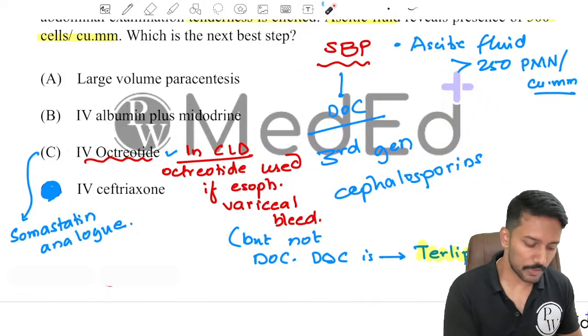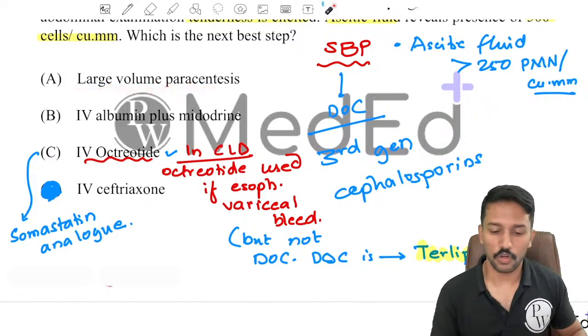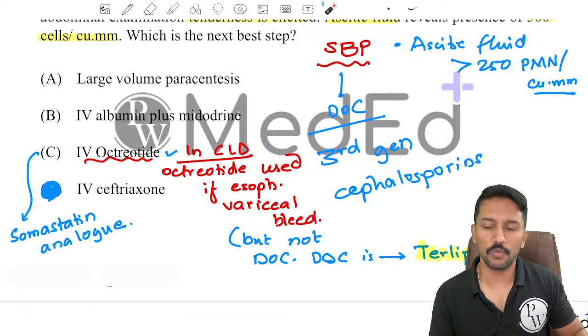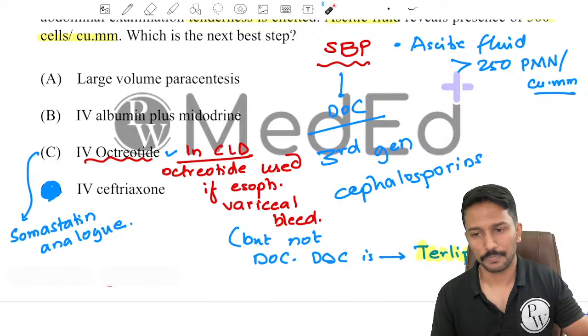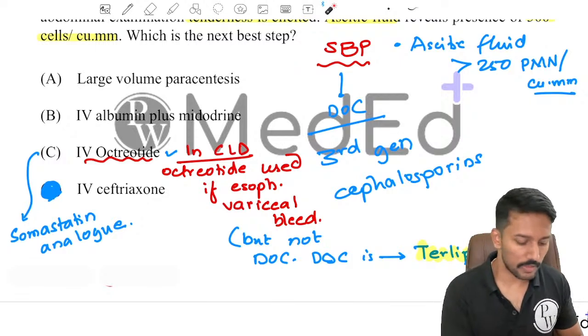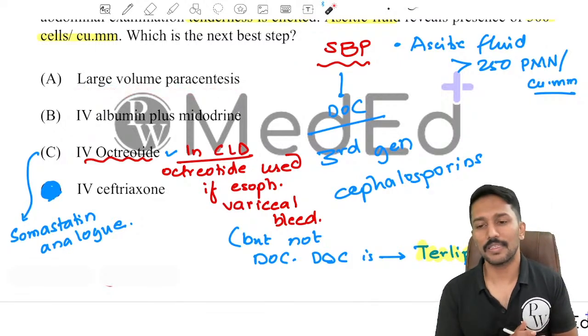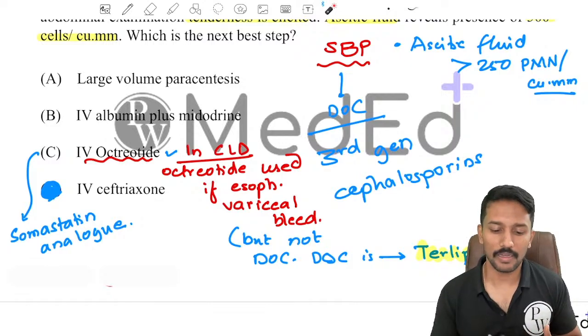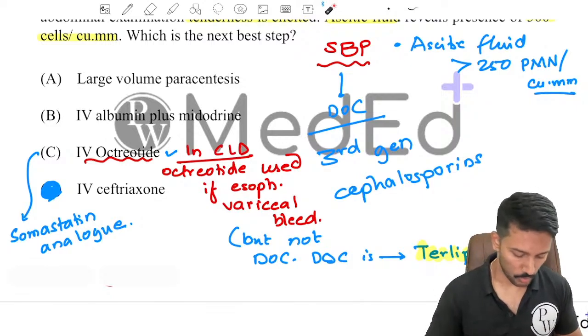Okay. And whenever we do large volume paracentesis, it should always be accompanied by albumin. If you don't give albumin, what is the complication you can anticipate? Not giving albumin during large volume paracentesis increases the risk of hepatorenal syndrome and increases the risk of hepatic encephalopathy. Right? Okay.